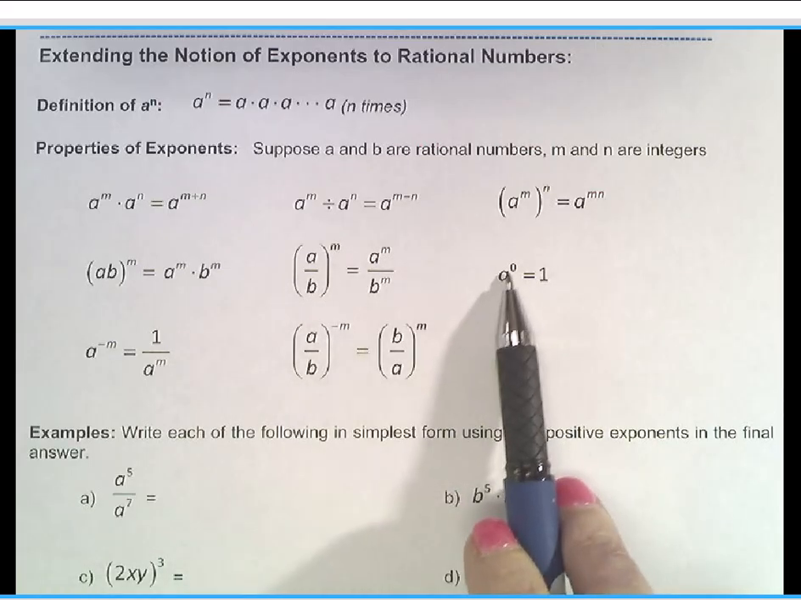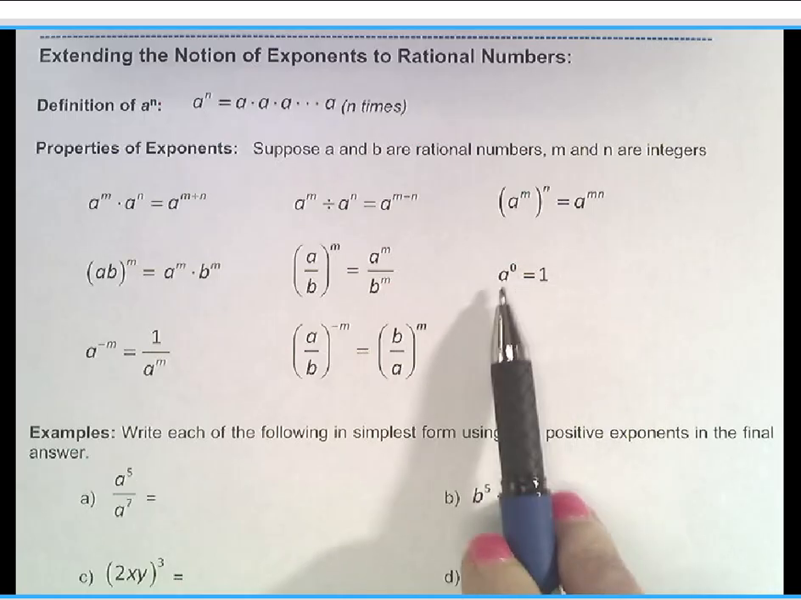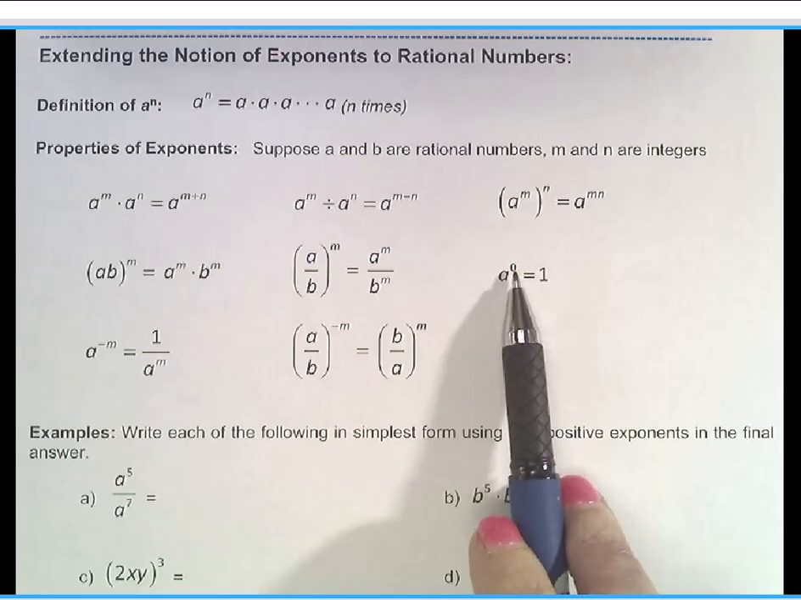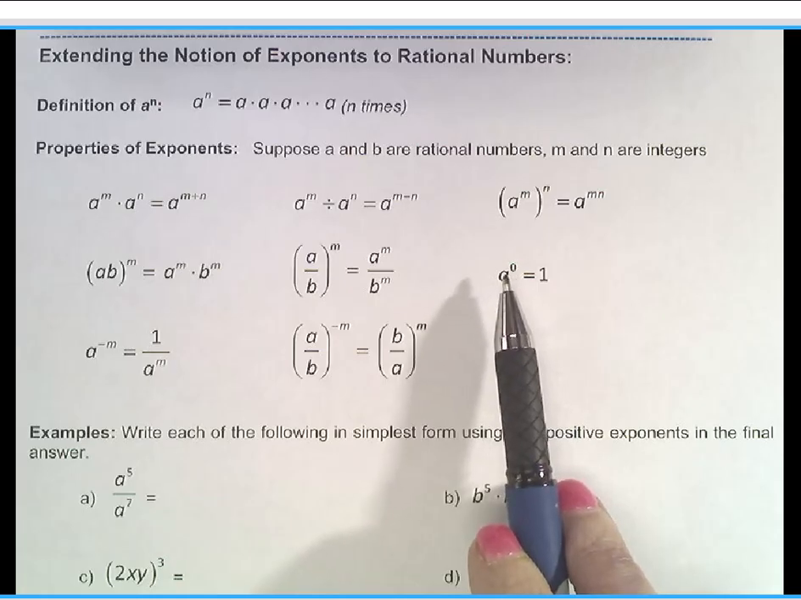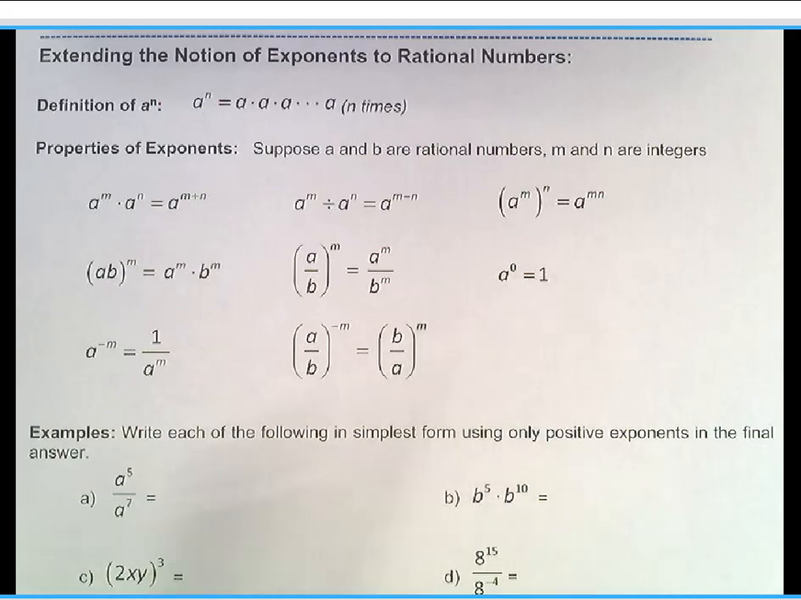By definition, any base raised to the 0 power is 1, as long as the base isn't 0. So by definition, this is something that didn't make sense, so the mathematicians had to define it. So a to the 0 power is always a 1.